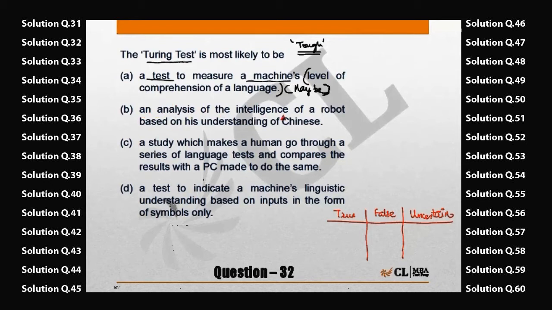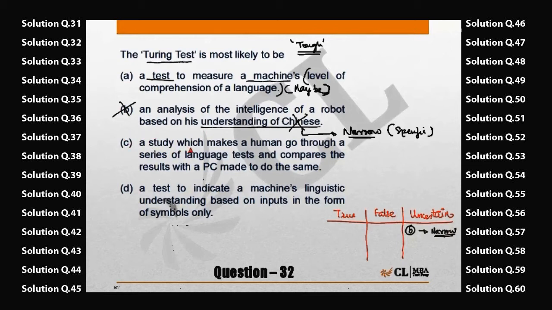B. An analysis of the intelligence of a robot based on his understanding of Chinese. Now this has become very, very narrow, or very, very specific. We can definitely say that there is nothing in the passage which says that this particular Turing test is about testing Chinese. So B is definitely incorrect. The reason why it would be incorrect is because the option is very specific.